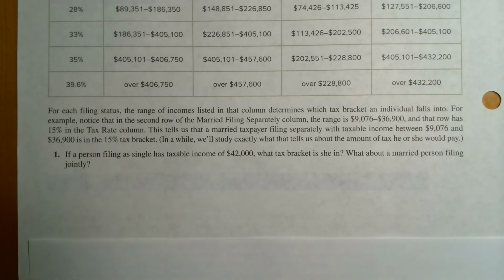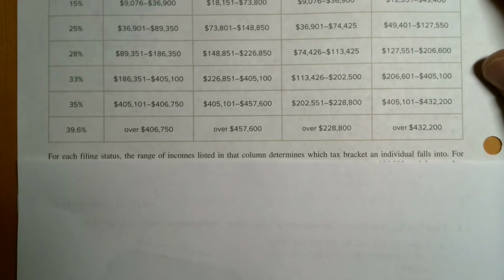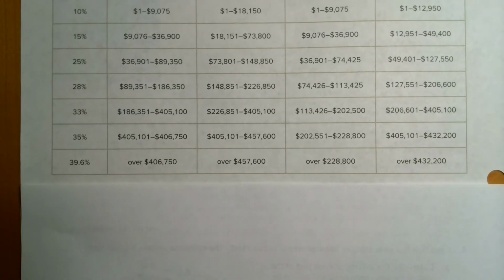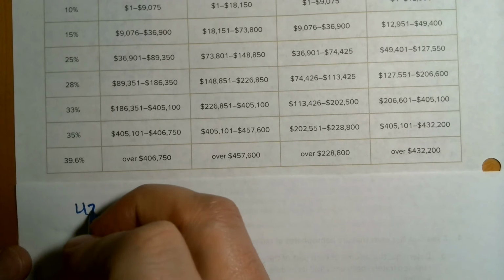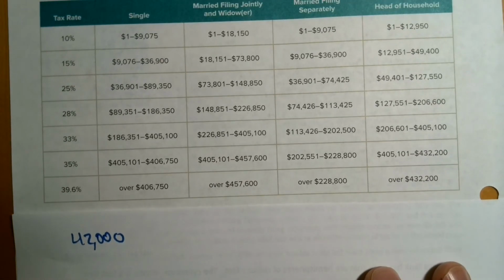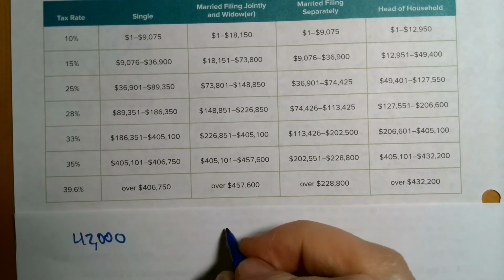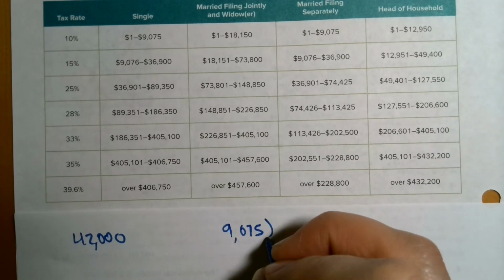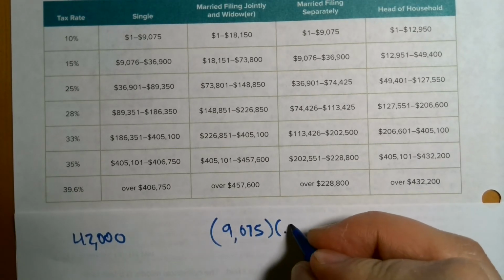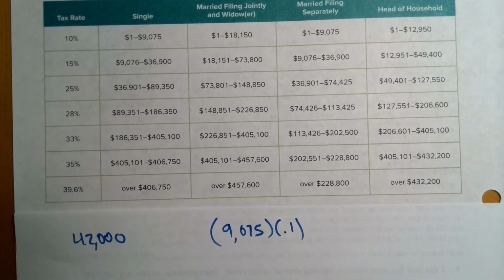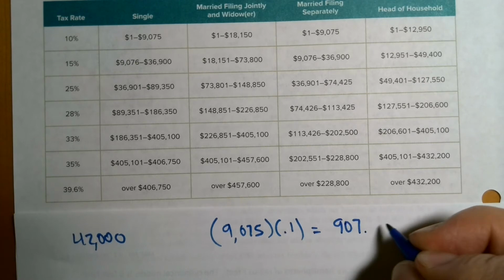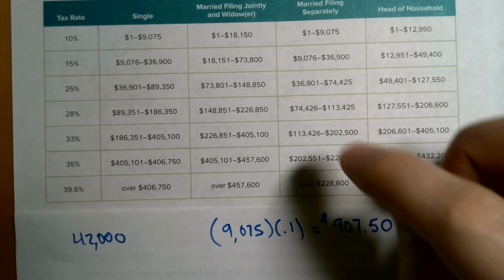So let's calculate how much this person would owe. We're going to go with the assumption that they're single and the taxable income is $42,000. If you look at this bracket, the first $9,075 gets taxed at the 10% rate. So we're going to take 10% of that $9,000, and this is how much we'd have to give the government for that first set of money.